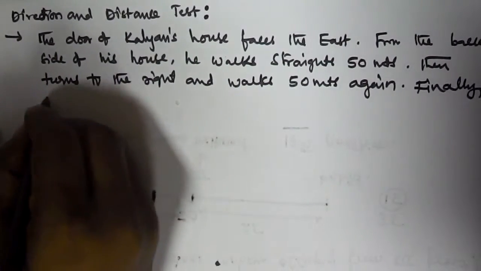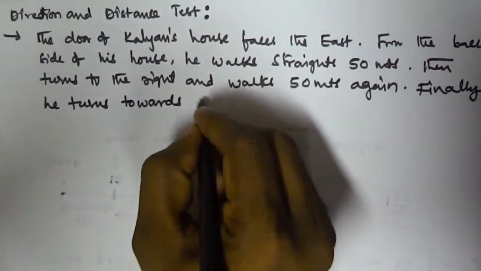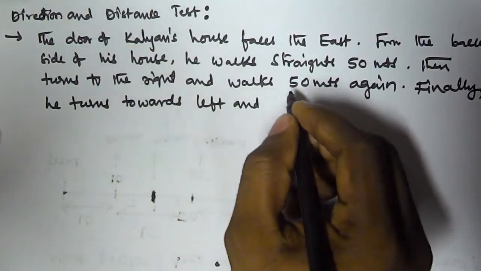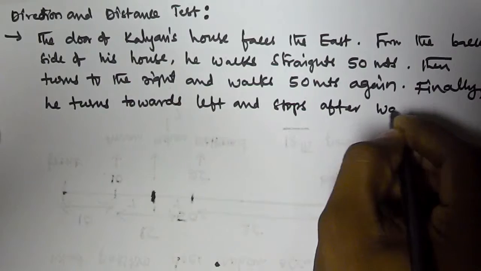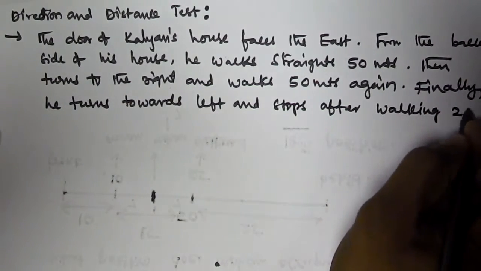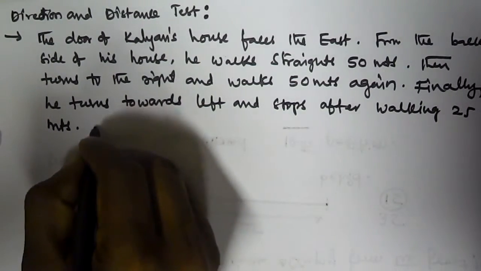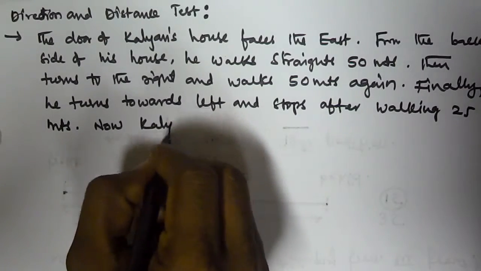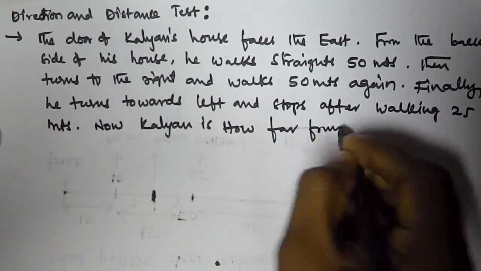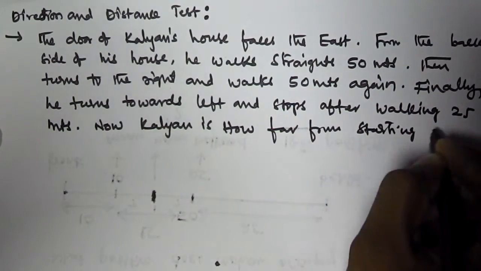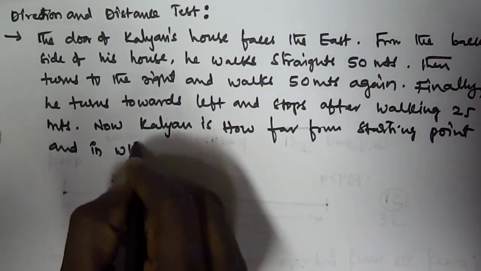Finally, he turns towards left and stops after walking 25 meters. So now Kalyan is how far from the starting point and in which direction?